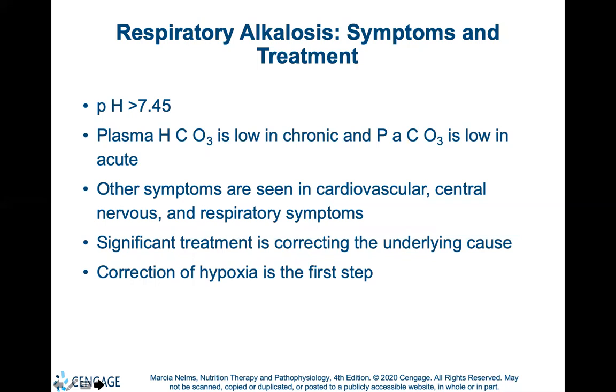Other symptoms of respiratory alkalosis are seen in cardiovascular, central nervous, and respiratory systems. Cardiac arrhythmia may be noted. Symptoms of the respiratory system vary, but may include frequent yawning and deeper breaths. Symptoms of the central nervous system are more obvious and may include lightheadedness, mental confusion, anxiety, and seizures. Correction of the underlying cause of respiratory alkalosis is the only significant treatment. Correction of hypoxia by providing oxygen therapy is the first common step.